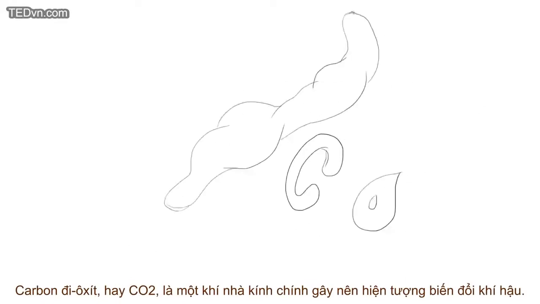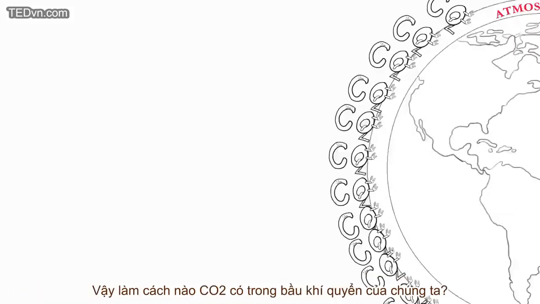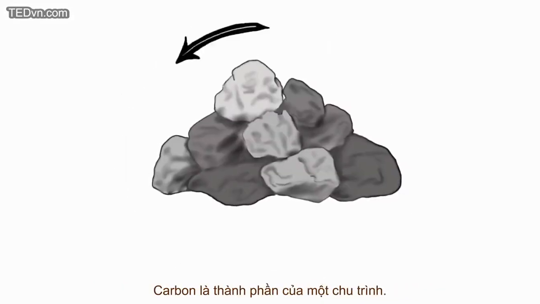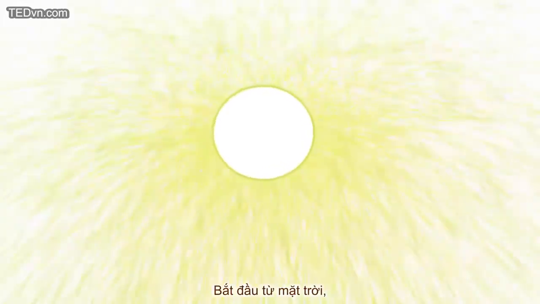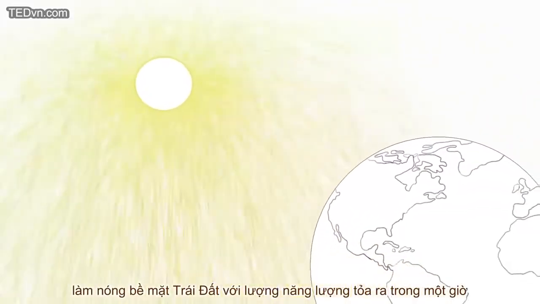Carbon dioxide, or CO2, is the main greenhouse gas in climate change. So how does CO2 get into our atmosphere? Well, carbon is part of a cycle. It starts with the sun, which hits the Earth's surface with more energy in 1 hour than the whole world uses in a year.